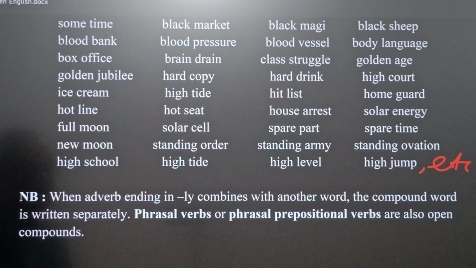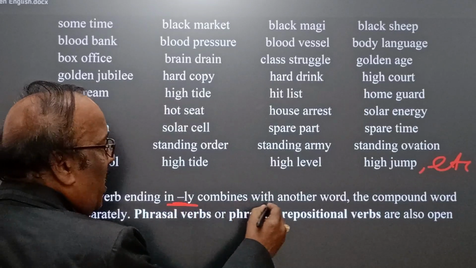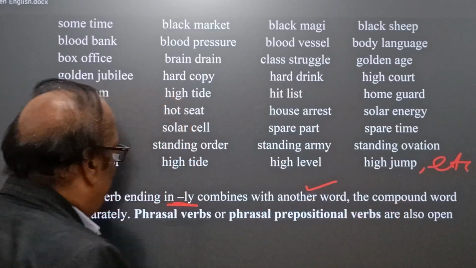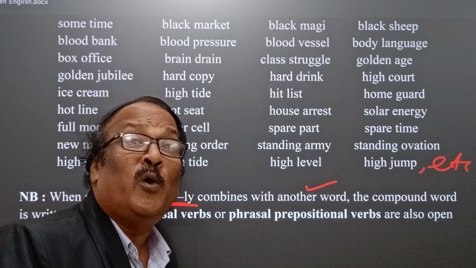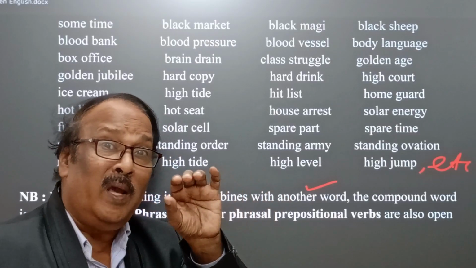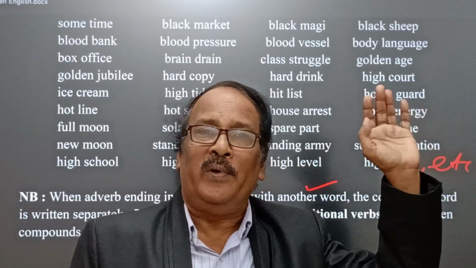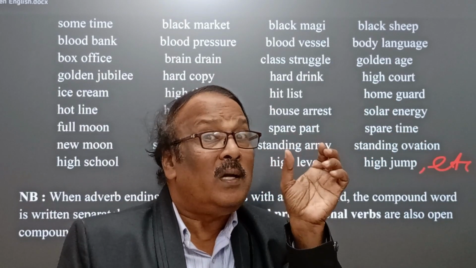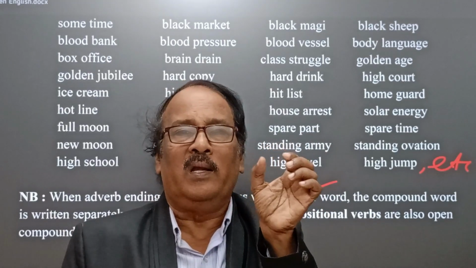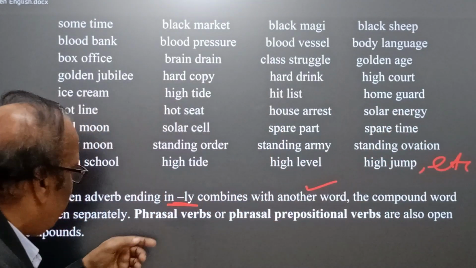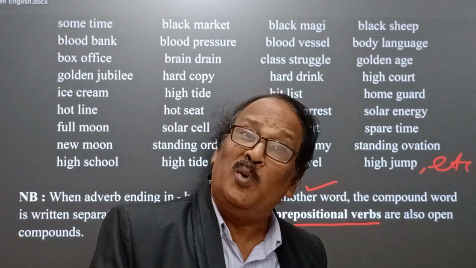Now come next: adverb. When an adverb ending in ly combines with another word, the compound is written separately. For example, beautifully decorated house, ornamentally woven cloth. Phrasal verbs. For example, the patient passed away last night. Passed away: passed, space, away. You see here we find a gap. The passed away, and therefore phrasal verbs. Yes, phrasal prepositional verbs.